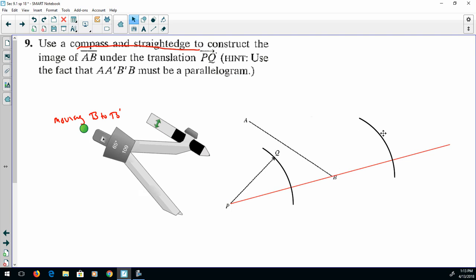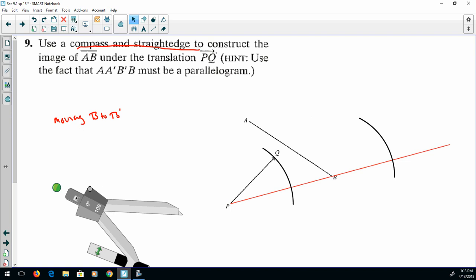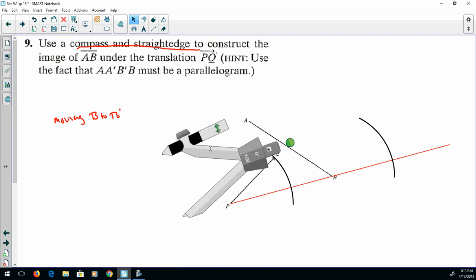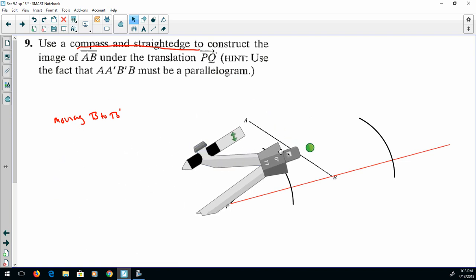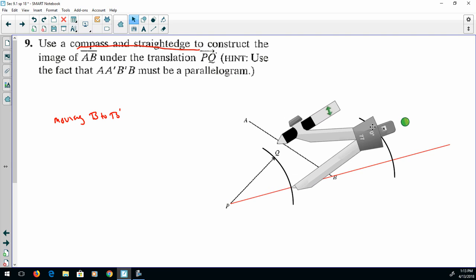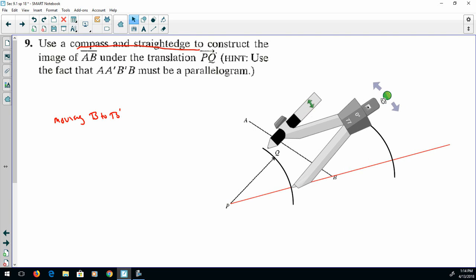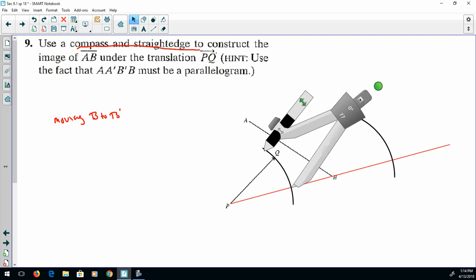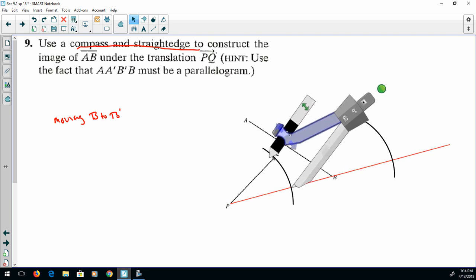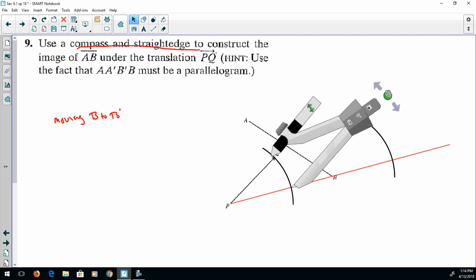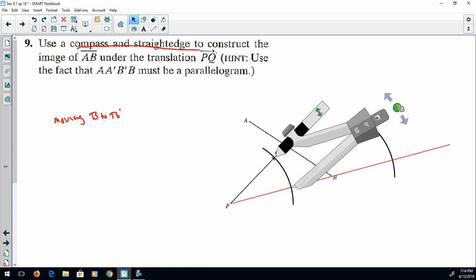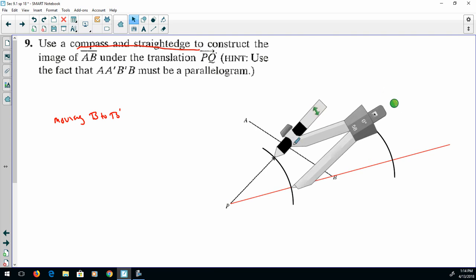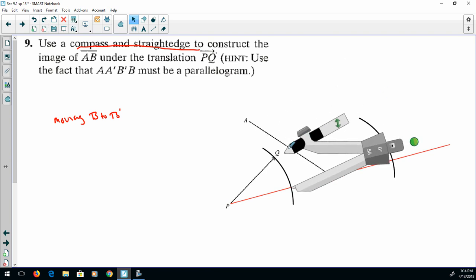Now, the next step is what we're doing is making a parallel line here. We want to take our compass, put the point where the arc intersects PB, and put the pencil where the arc intersects PQ, the end of Q, and draw a new arc. Come on, draw. Why aren't you drawing? There we go.